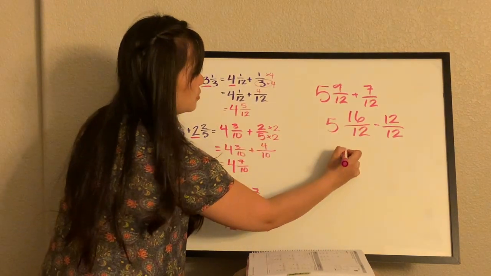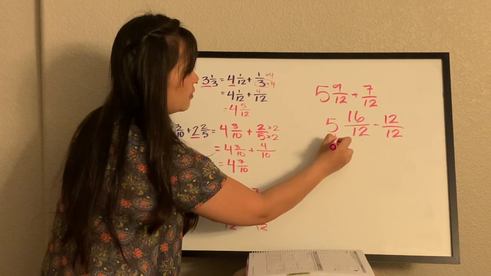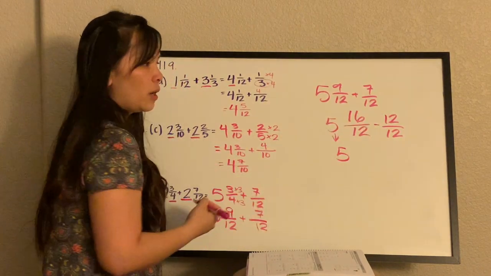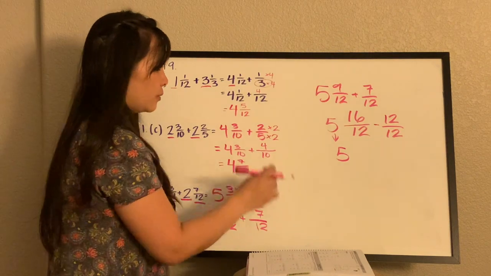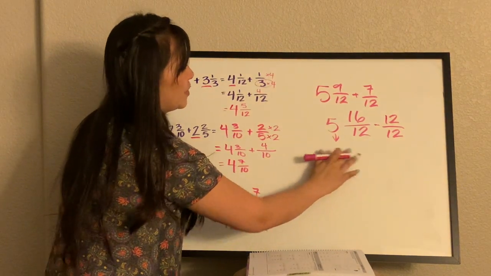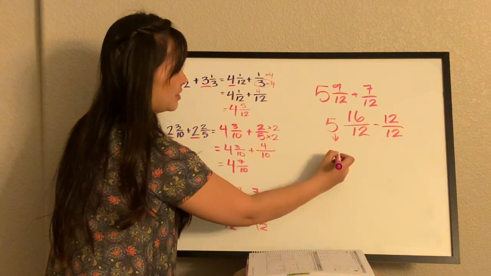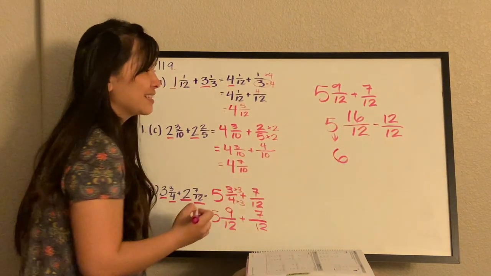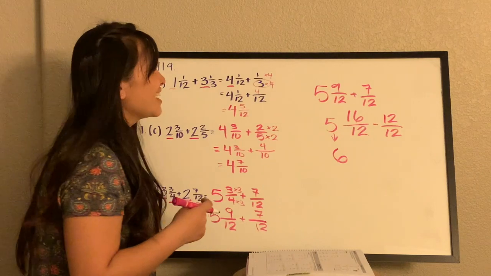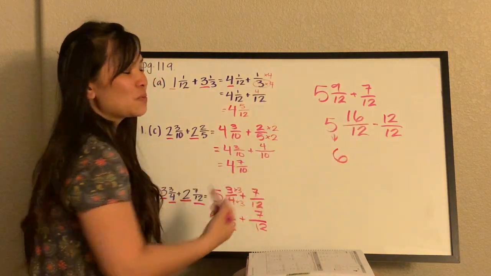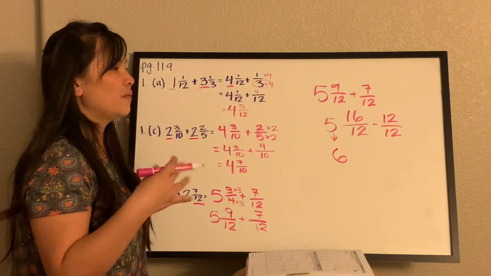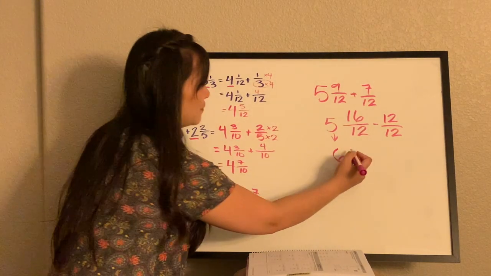So now we're going to bring down this 5. 16 minus 12 is what? Oh, sorry, we're not going to bring down this 5. We're going to take this whole and we're going to add it over to this whole, and it's going to be a 6. Excuse me, I apologize. So now 16 minus 12 equals what? What is the remainder of the whole? You're right, 4.